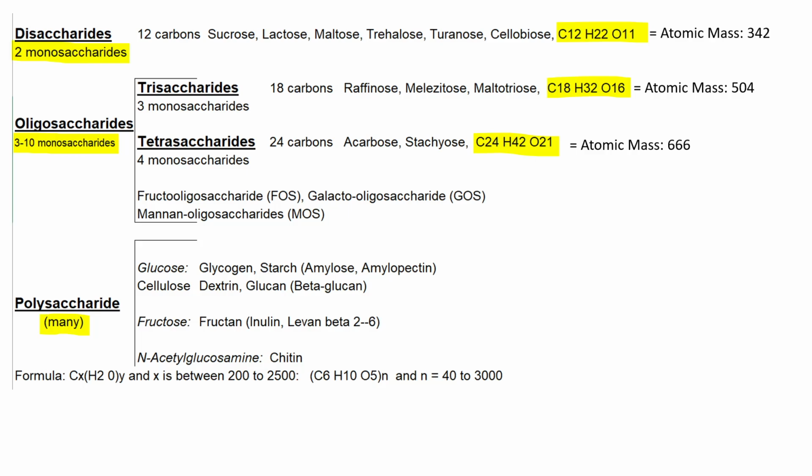So as we look at this, your disaccharides are simply two monosaccharides combined. Oligosaccharides are simply 3 to 10 monosaccharides. As this plant increases its carbohydrate chains, they get longer, they get more complex, and they get larger in size. Polysaccharides are many, many, many monosaccharides combined.